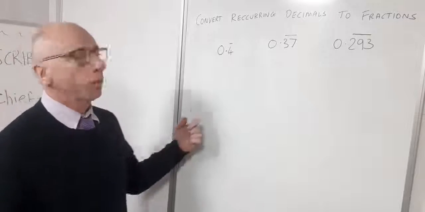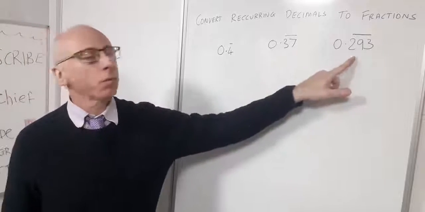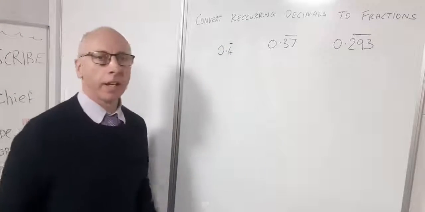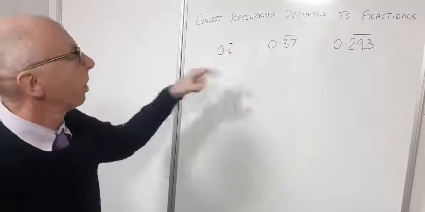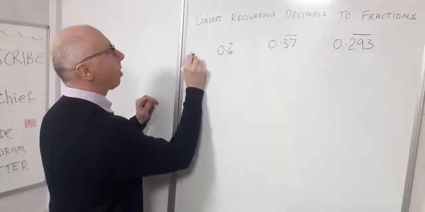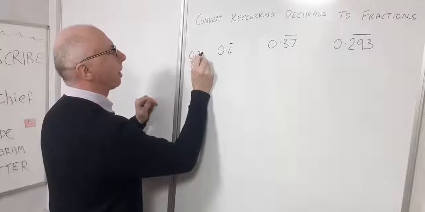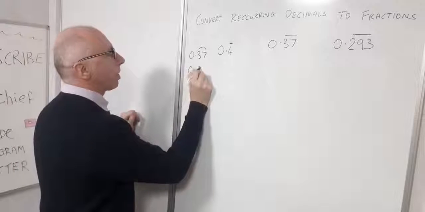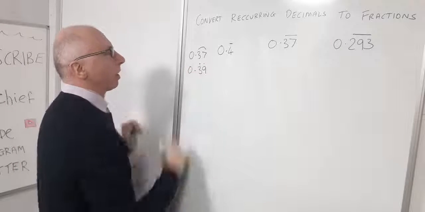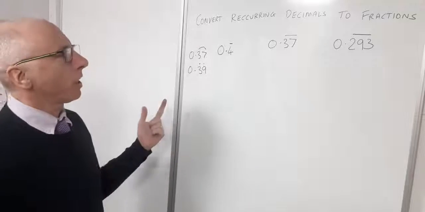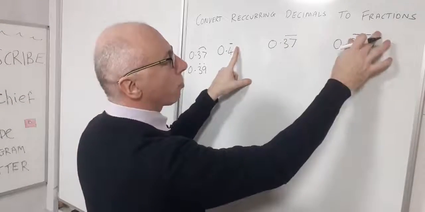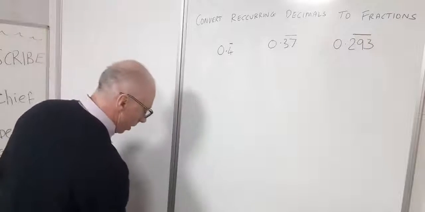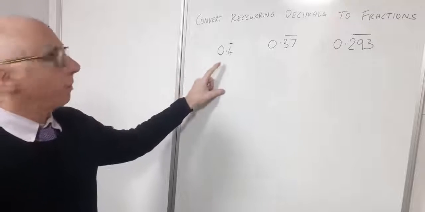So in this video we're going to convert these recurring decimals into fractions. Now recurring decimals I've written here with a vinculum on the top. You may see these with an arc, for example 0.37, or you may even see this with dots. So you might even see it like that. There's different ways you can see it, but today I'm going to use this straight line above it, which is called a vinculum.